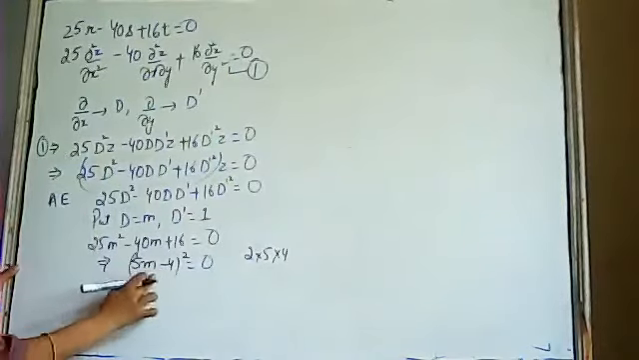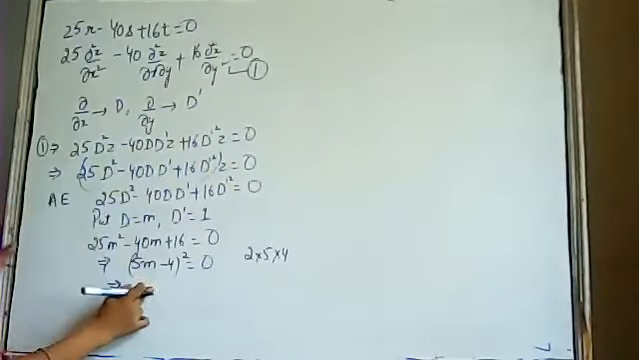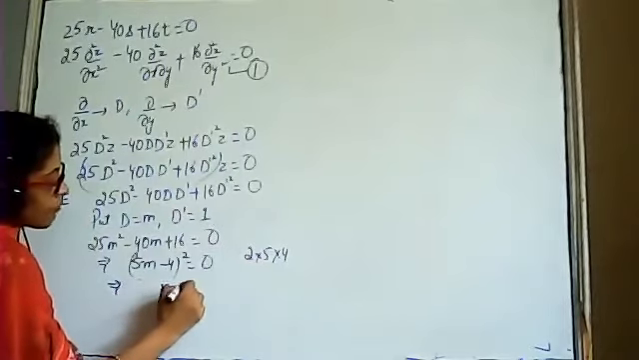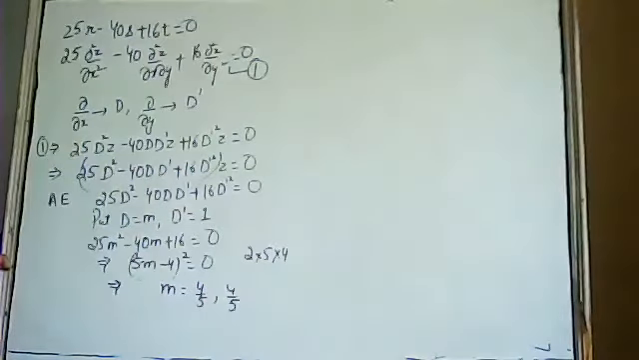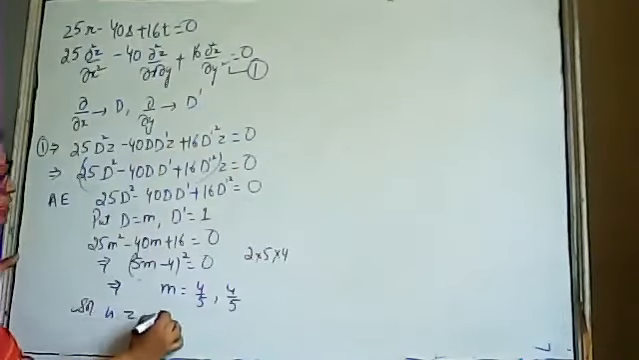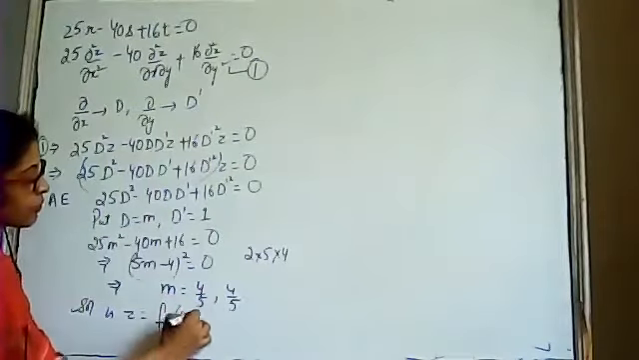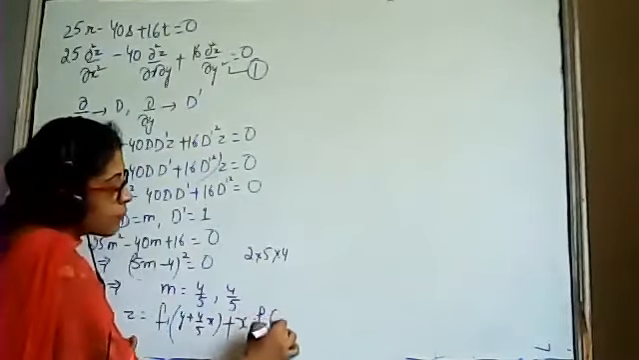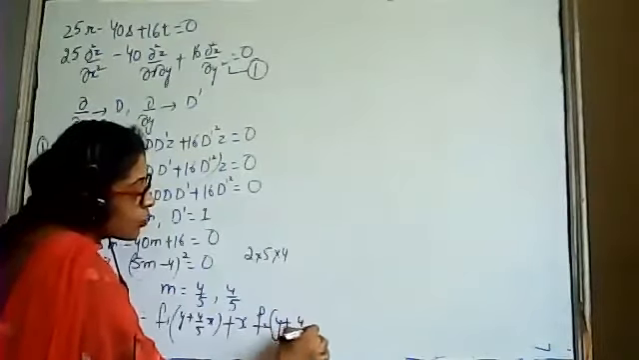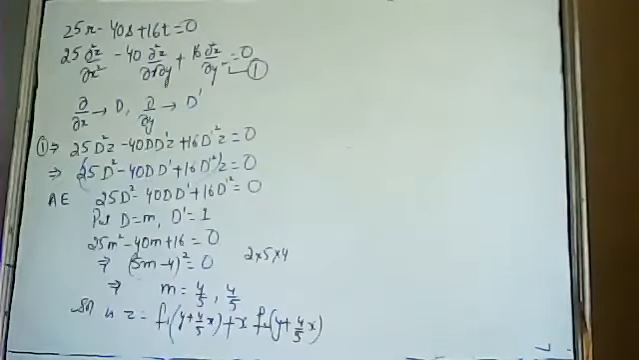This implies that we will be having two values of m. Because the equation is quadratic, we will get two roots, and both the roots will be the same. The value of m will be 4/5 and 4/5. Therefore the solution is z = f1. Now both the roots are the same. If the roots are the same, the solution will be f1(y + 4/5 x) + x f2(y + 4/5 x). So this is our required solution.